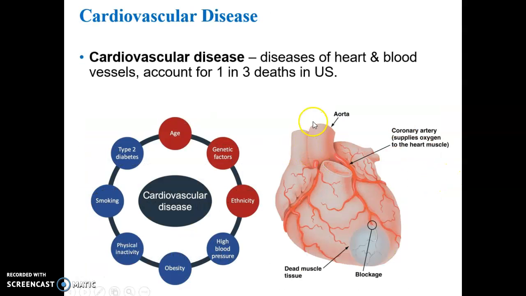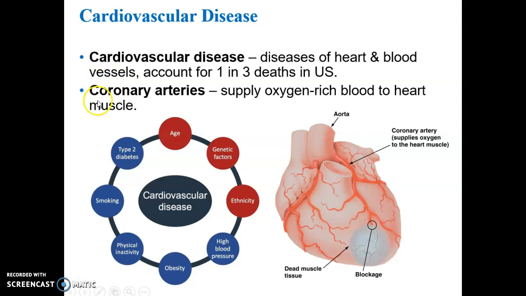Cardiovascular disease. So cardiovascular disease are diseases of the heart and blood vessels, and they account for about 1/3 of deaths in the United States. So cardiovascular disease is serious business. Our coronary arteries are the arteries that are supplying blood to the heart itself. So they supply oxygen-rich blood to the heart musculature. And if there's a blockage, like an embolism, that could lead to dead muscle tissue forming and actually leading to what's called a heart attack.